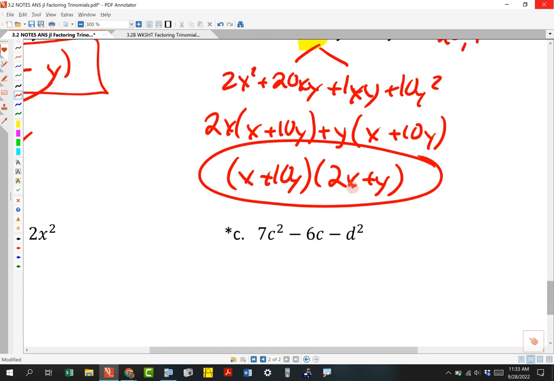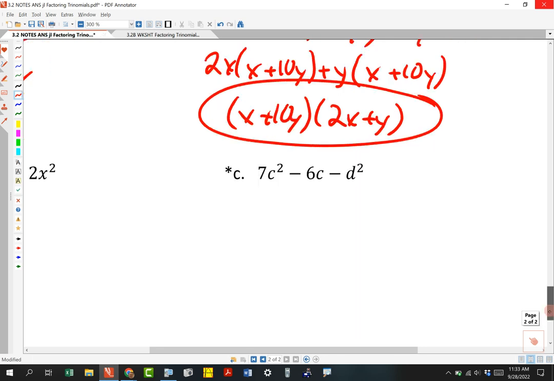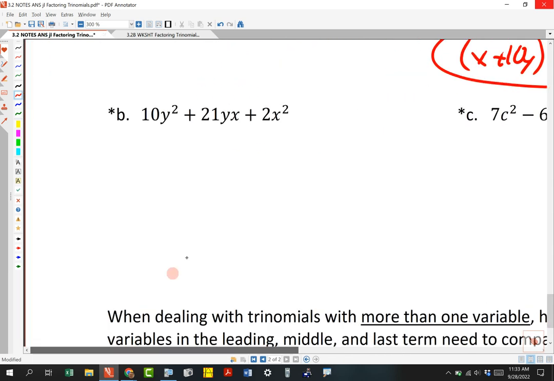Okay. Is it okay to write 2x plus y first and then x plus 10y second? Totally okay. Okay. Why does this have an asterisk by it? Because it's the same as the last one we just did. It is almost the same as the last one. What's different about it? It's flipped, yeah. It's flipped.